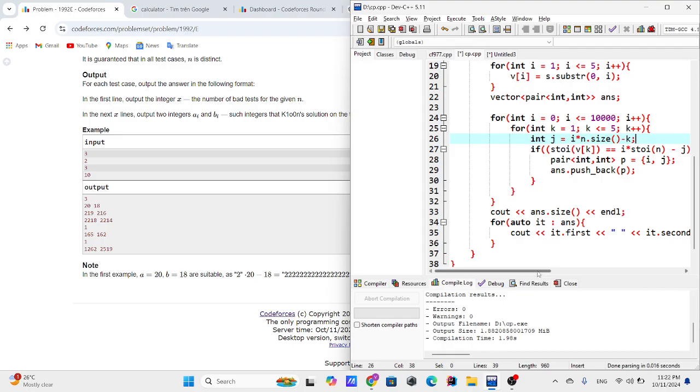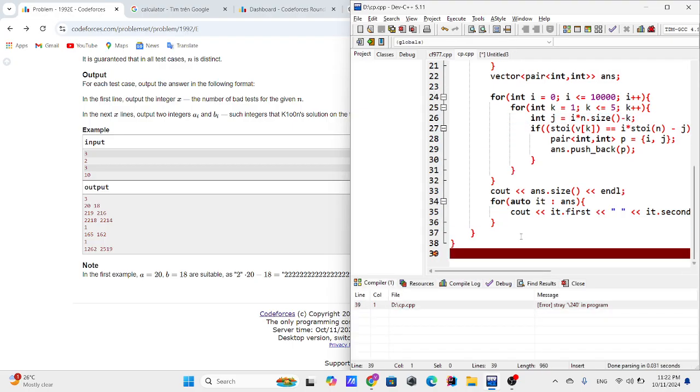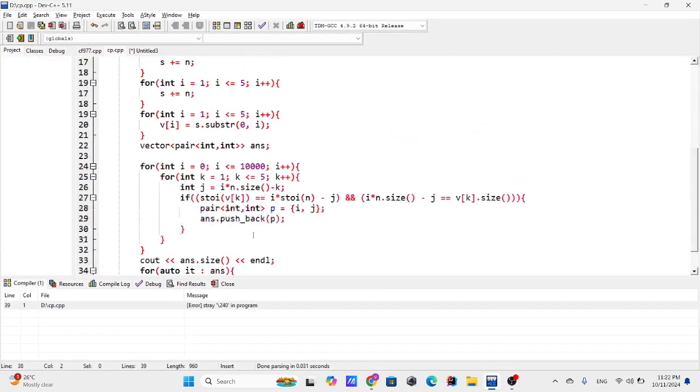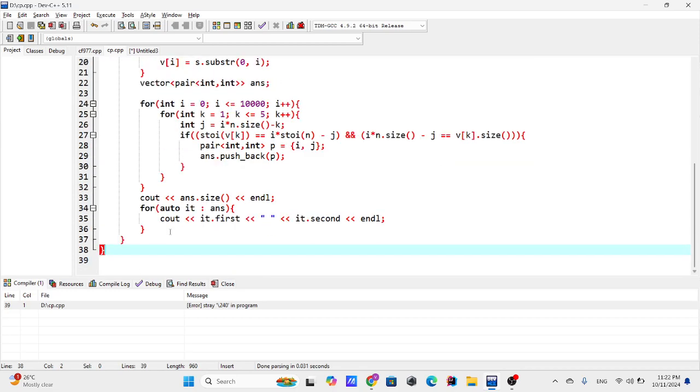If. I'm not sure, but oh, it's still running, right? No, it's not. Let me check this one real quick. J will be. Okay, that's gotta be correct. If vk, if equal to.